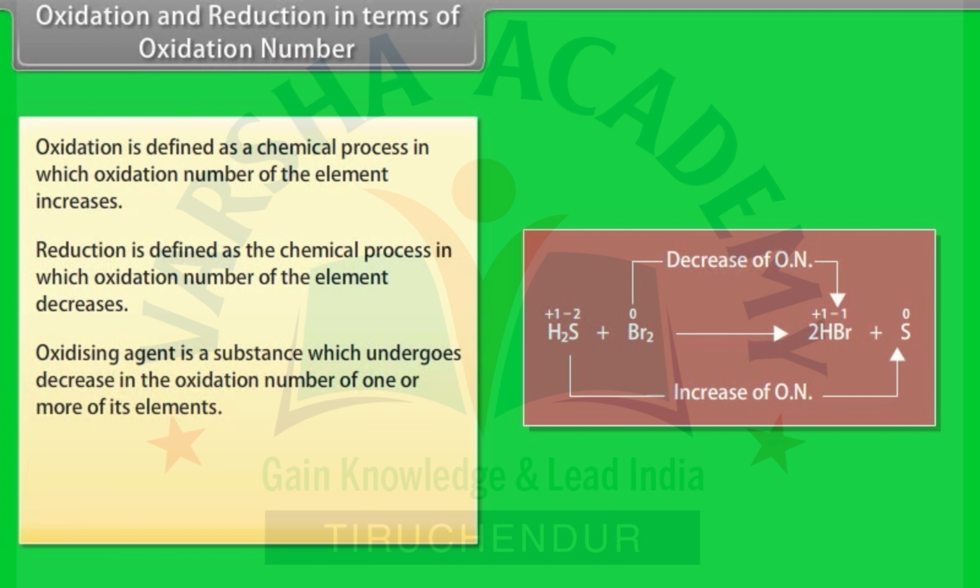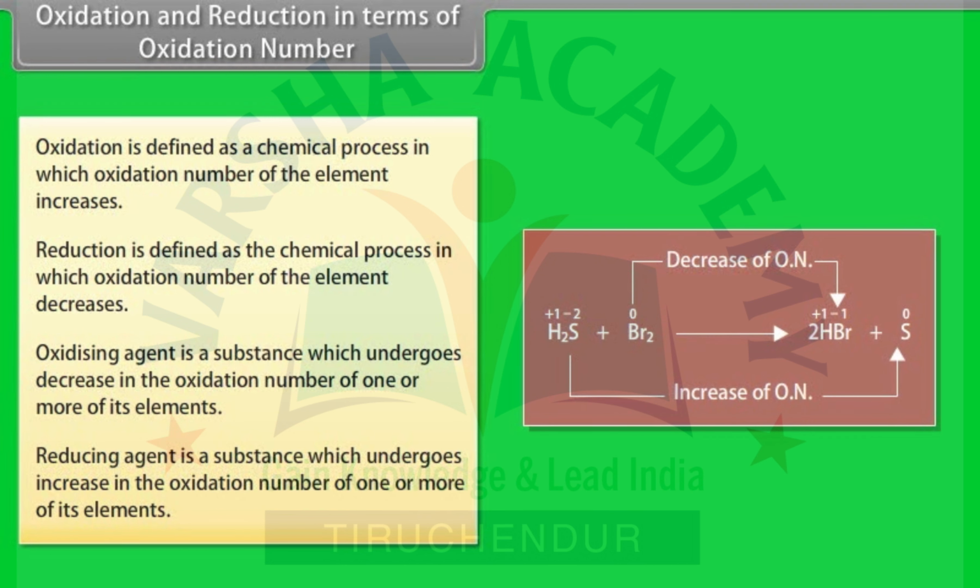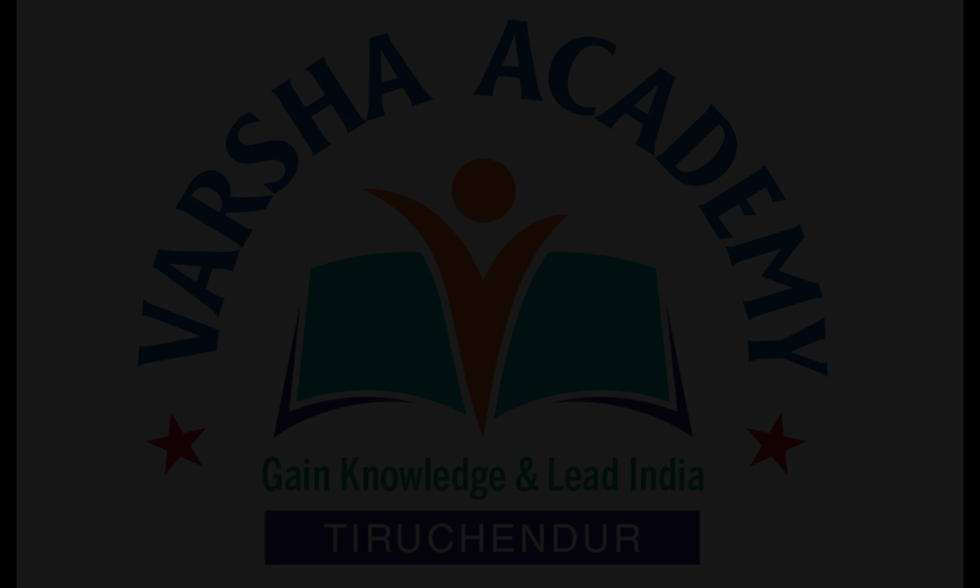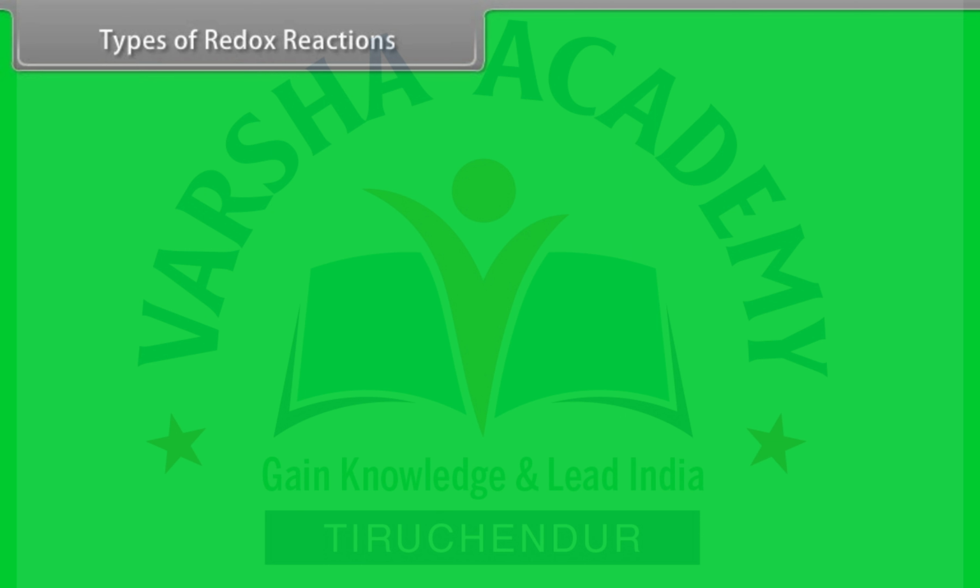An oxidizing agent is a substance which undergoes a decrease in the oxidation number of one or more of its elements. A reducing agent is a substance which undergoes an increase in the oxidation number of one or more of its elements. In this example, H2S is a reducing agent while Br2 is an oxidizing agent. Types of redox reactions.